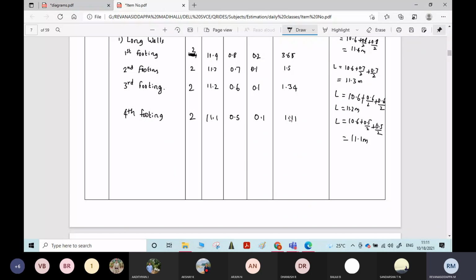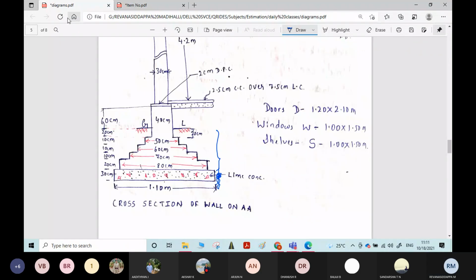Okay. Next, plinth wall above the footing. Next quantity is plinth wall above the footing. See, after this fourth footing, plinth wall is there. No, for that we need to do the quantity calculation.